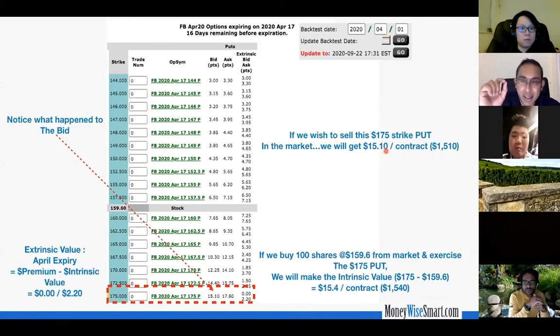And the reason I'm spending some time on this is because I know that the majority of people who buy options, when they try to close the options, blindly go and sell the options in the market without realizing that that is a suboptimal decision.